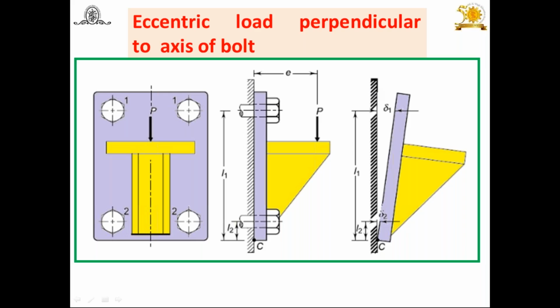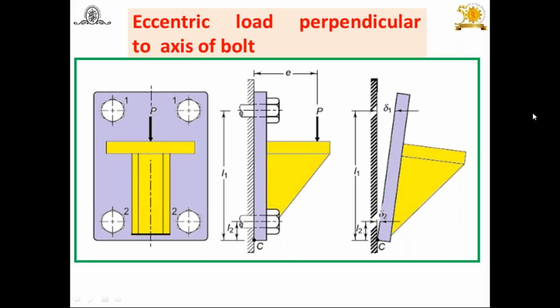bolts. Now in this case, I would like you to look at this. This is the bracket, which is fitted here to the wall. You can say this is plate 1 or plate 2, and this is the wall. How is it fitted? The important thing here is that today we are going to discuss this case: eccentric load perpendicular to the axis of the bolt.